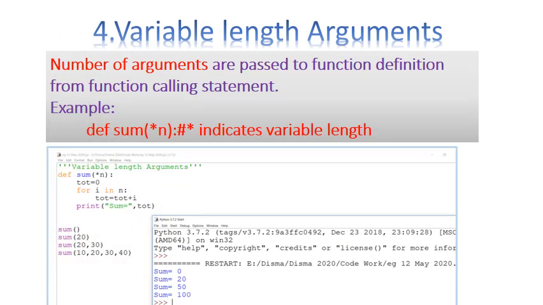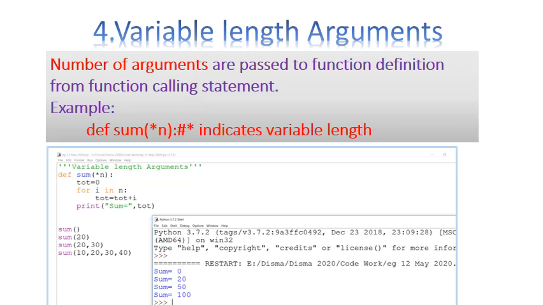Now you're going to see the fourth type, called variable length arguments. In this particular method, we supply the number of arguments to the function definition from the calling statement. It uses a particular syntax: def followed by function name, asterisk, then one variable name. That variable name is going to hold the variables which are supplied from the function calling statement. That means however many arguments you get there.